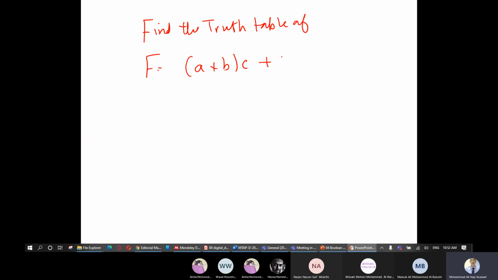Okay, find the truth table of F equals A plus B, C plus C prime.